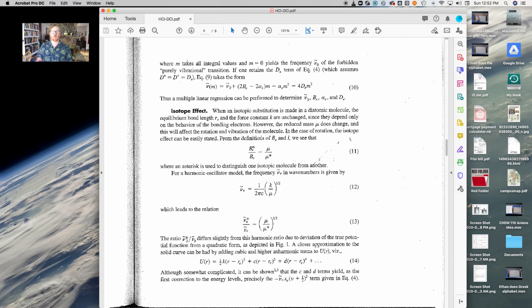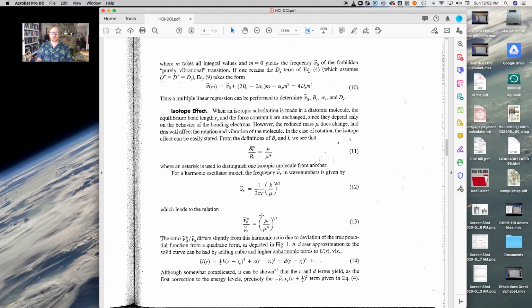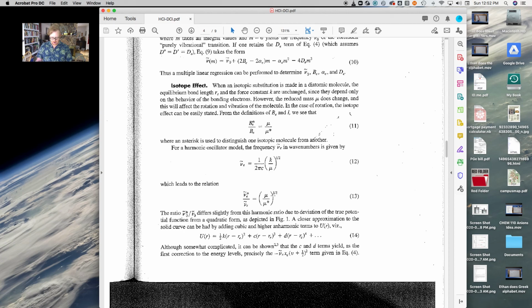Follow through. I want you to also work on the isotope effect because we have DCl data. So read through this on the isotope effect, and that will take you through Spec 2 really nice. So you've got everything you need to go ahead and start Spec 2. So I would go ahead and get that going.